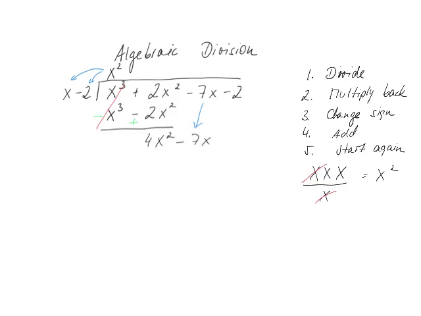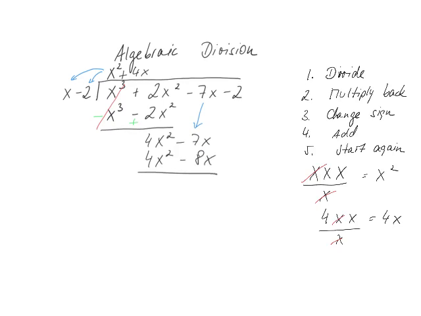So now I have 4x squared, and I divide it again by the x. So 4x squared is the same as 4x times x, and I divide it by x. So I can cancel this, and what I'm left with is 4x. So I write this 4x on top here. So 4x squared divided by x is 4x. So next step, multiply back. 4x times x is 4x squared, so again that's the same thing here. 4x times minus 2 is minus 8x.